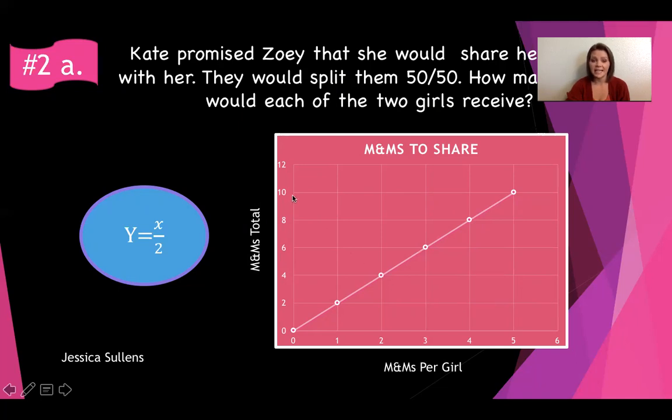If she had 10 M&Ms, we would put the 10 right here for x, and then we would say x or 10 over 2. And if we simplify that down, our y would equal 5. And we can see that's where they meet on the chart.